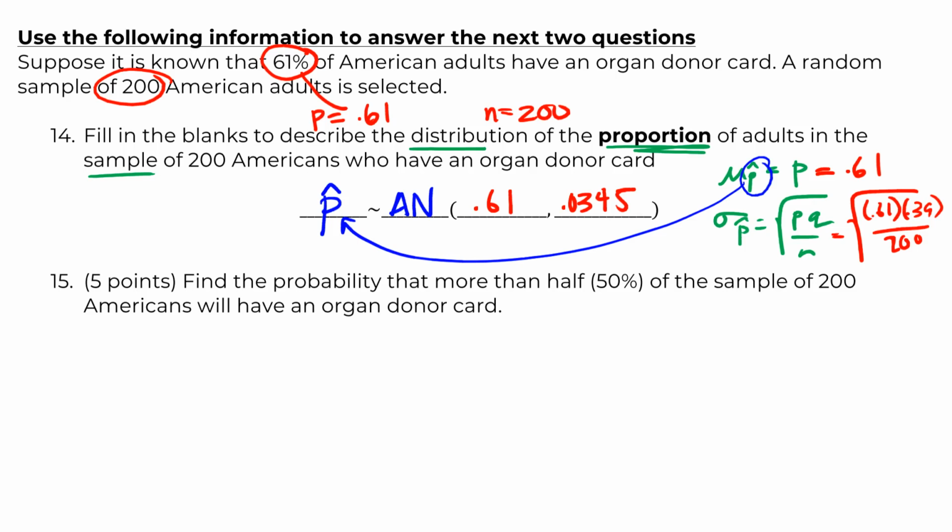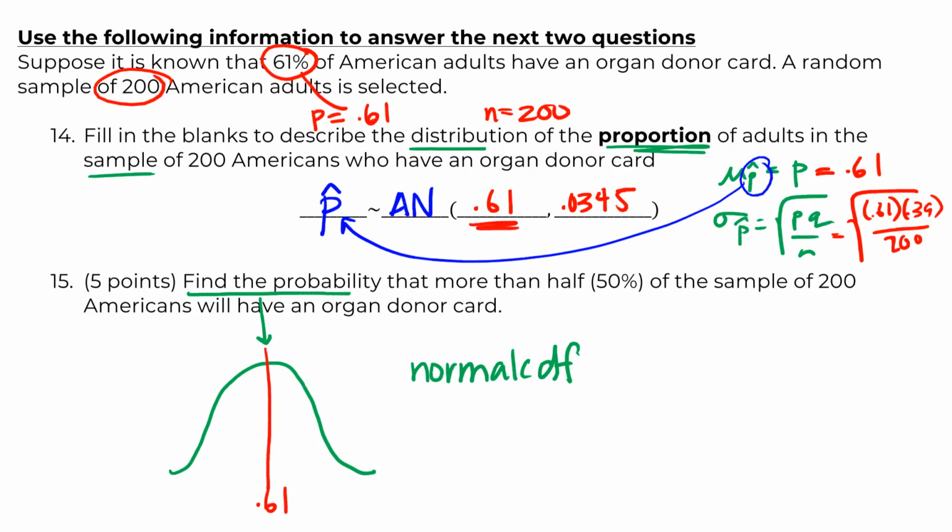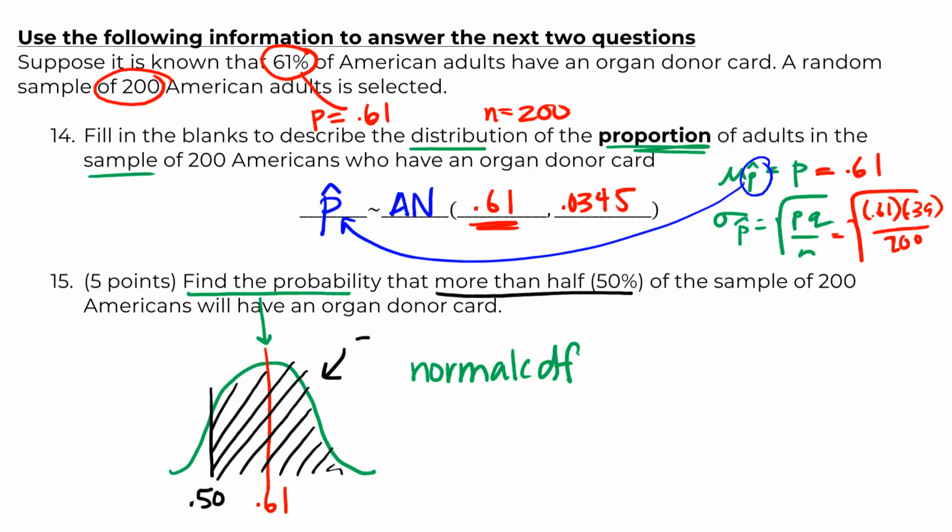So the next question says, find a probability. And we're going, okay, probabilities typically mean area under the normal curve, typically mean normal CDF. We know our normal curve is centered at 0.61 because that's what we have here as our mean. And we want the probability of more than 50%. So 50% will be somewhere here. More than means we want area to the right. Biggest distraction here is students look at the percentage and think we're being given an area under the curve, but because we're looking for a probability, we're not given an area under the curve. That's what we're looking for, and that 50% is actually a cutoff down here in our proportion land.